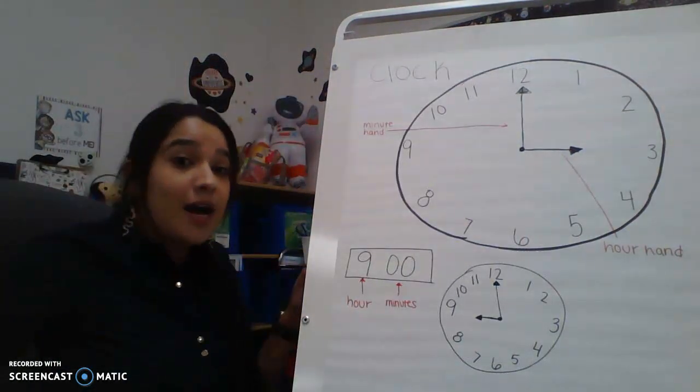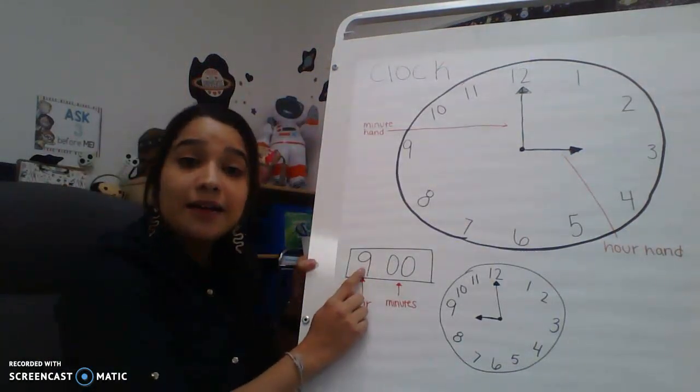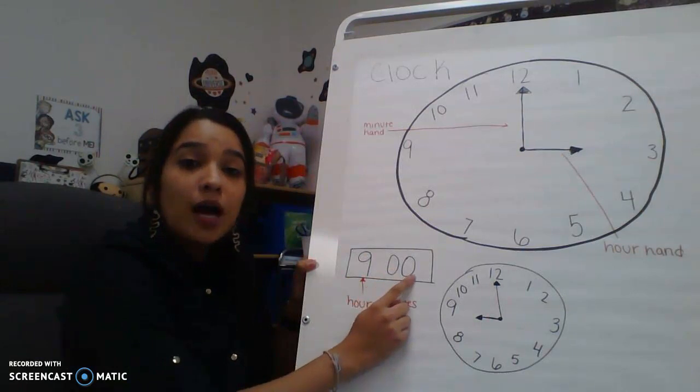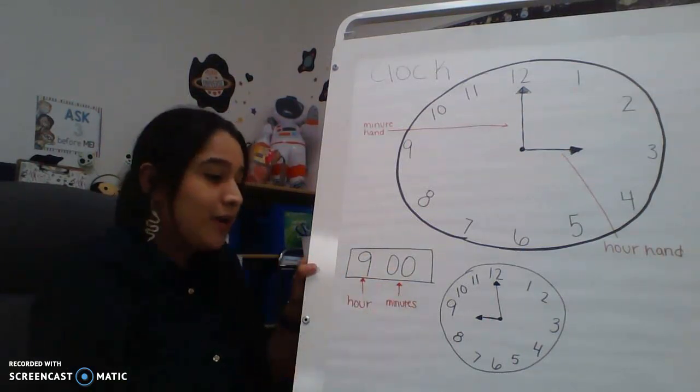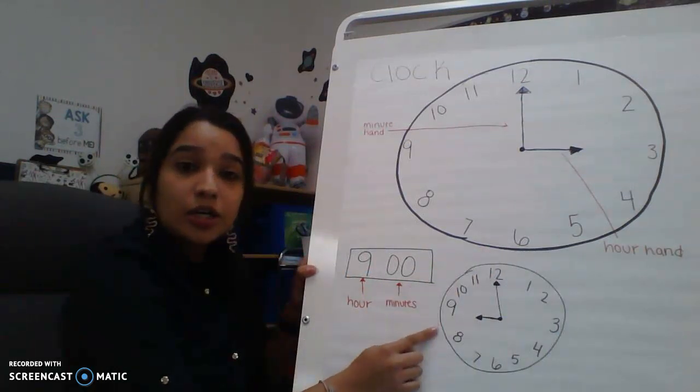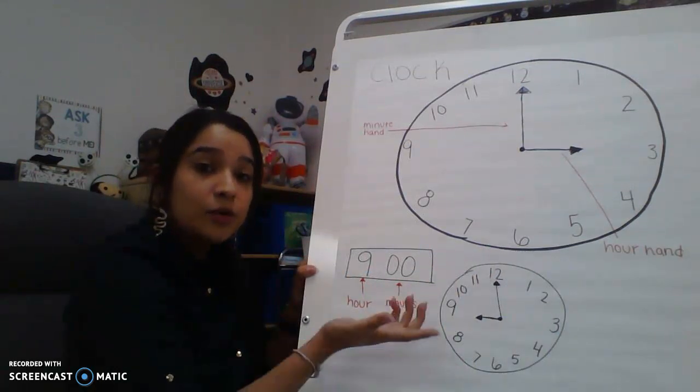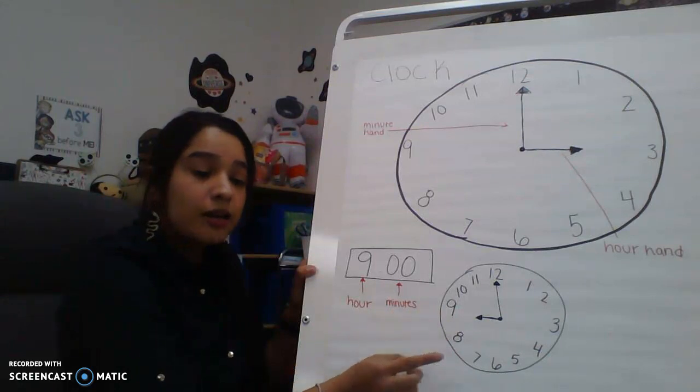O'clock. You got it. So it's 9 o'clock. 9 o'clock. Great work. Let's go ahead and see our clock. How do we represent it on an analog clock?